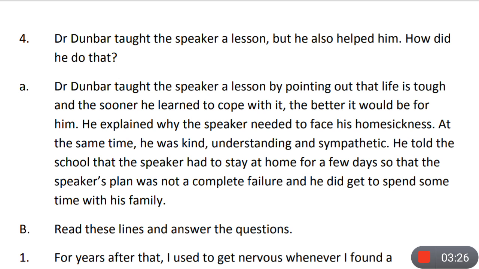He explained why the speaker needed to face his homesickness. At the same time, he was kind, understanding, and sympathetic. He told the school that the speaker had to stay at home for a few days so that the speaker's plan was not a complete failure and he did get to spend some time with his family.